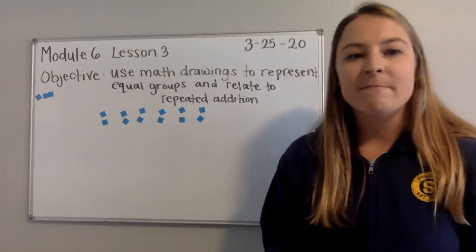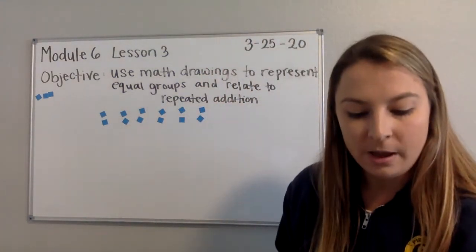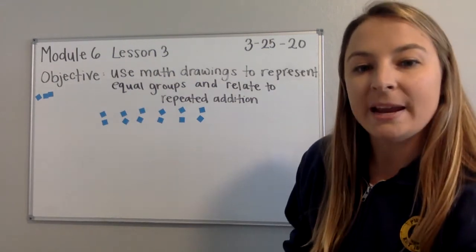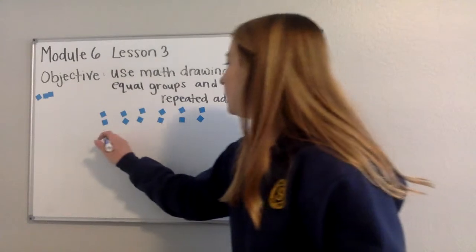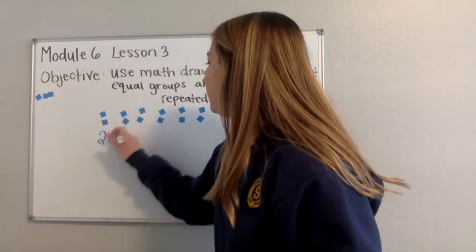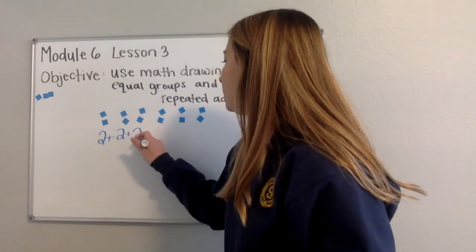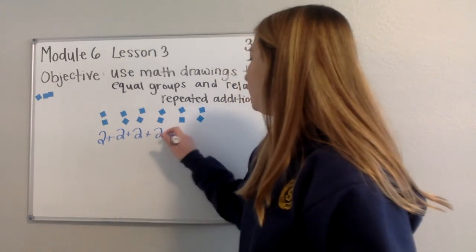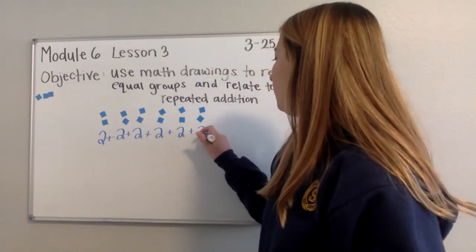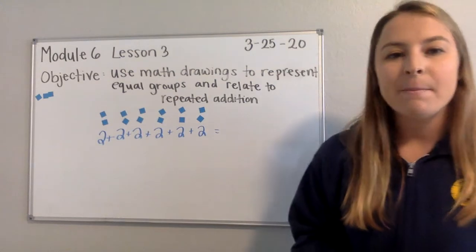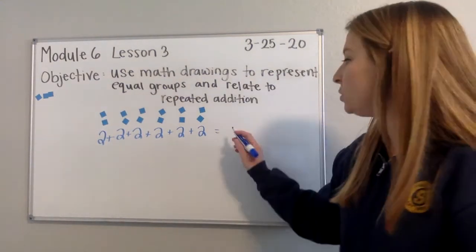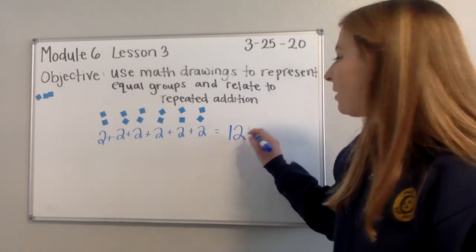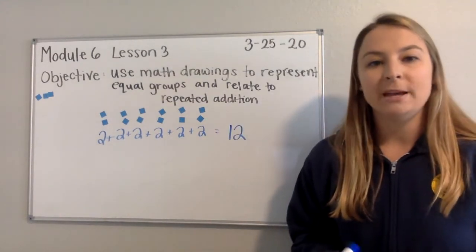Okay, here I have my 6 groups of 2. Below them, I'm going to write the amount in each group and my repeated addition number sentence. 2 plus 2 plus 2 plus 2 plus 2 plus 2. If I were to add up all of the numbers in my number sentence or count up my counters, I would have a total of 12 altogether. 6 groups of 2 makes 12.